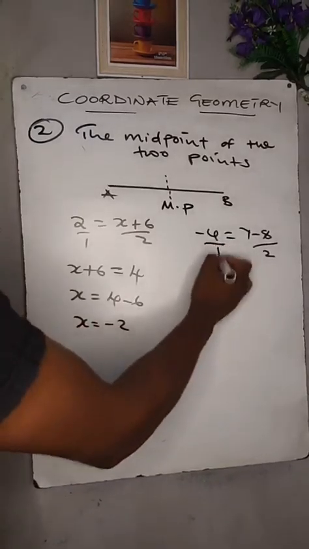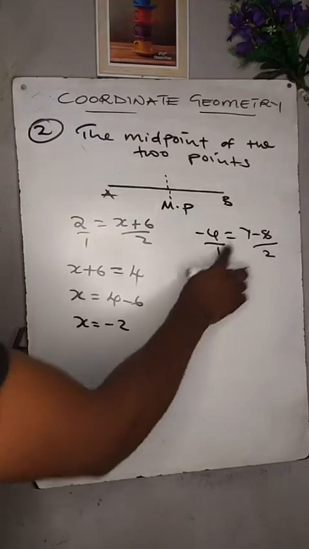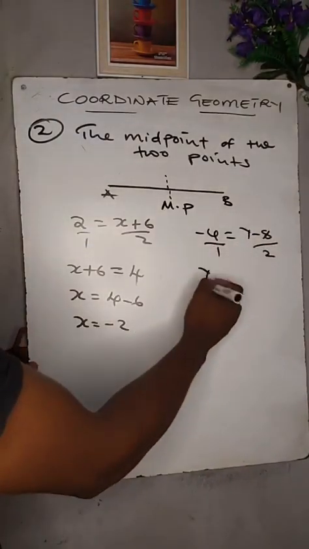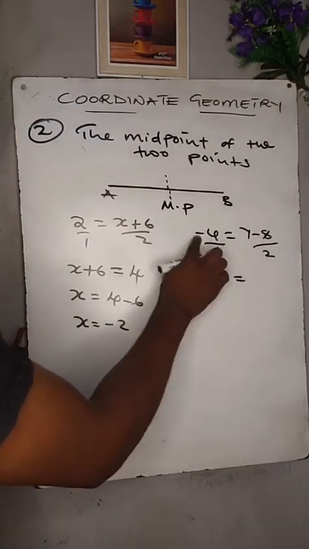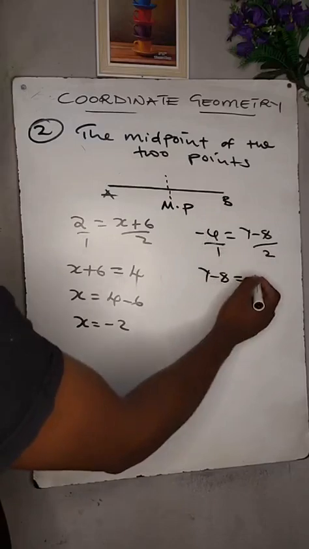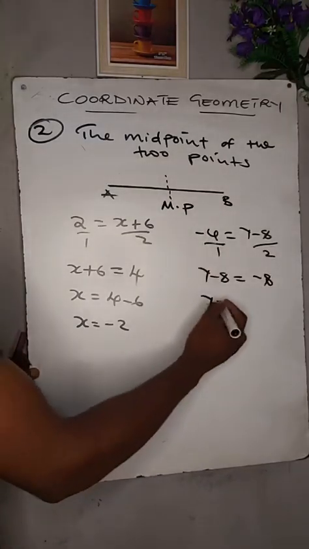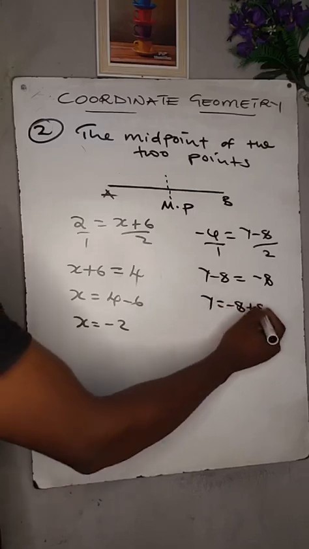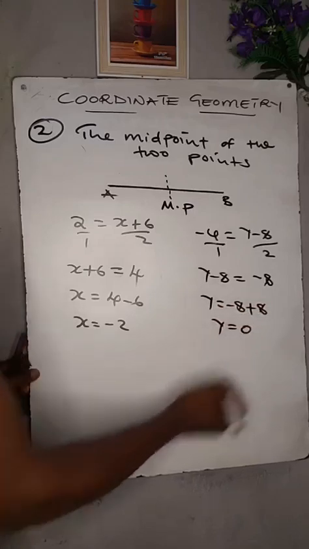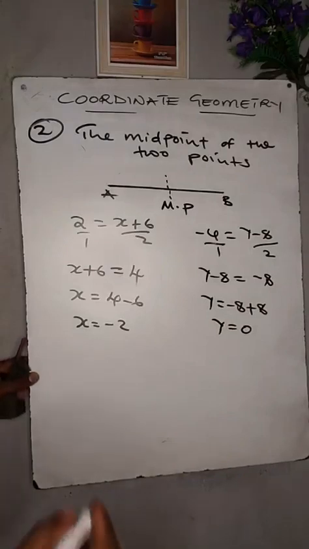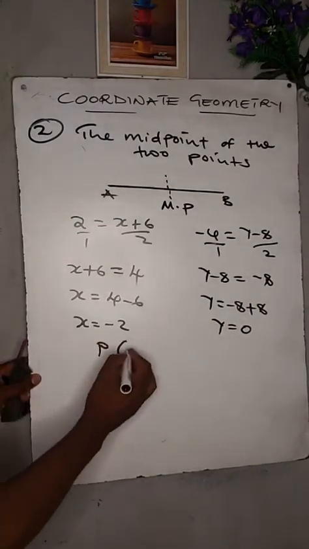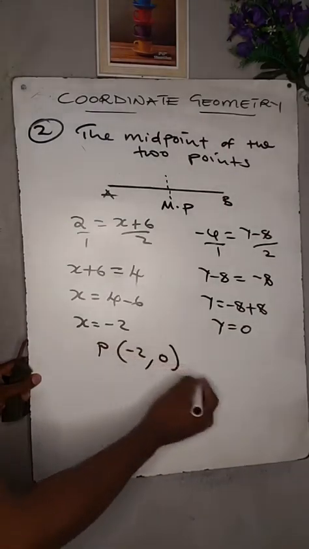So we do the same here, cross multiply. We're going to have 1 times y minus 8, which is y minus 8, is equal to -4 times 2, which is -8, sorry. Then you group the like terms, y is equal to -8 plus 8. So our y here is 0. So the other point, which is point P, will be -2, 0. That is the point.